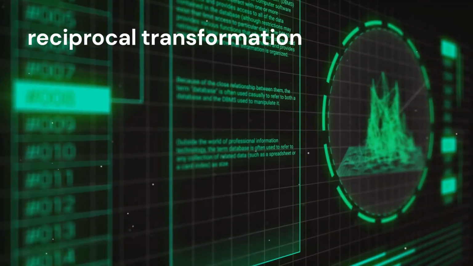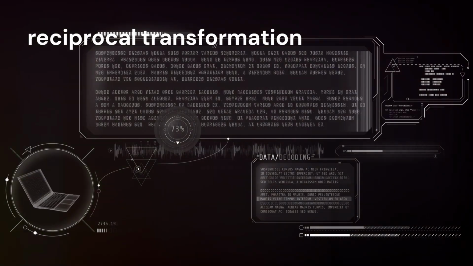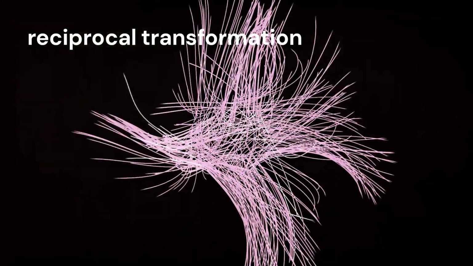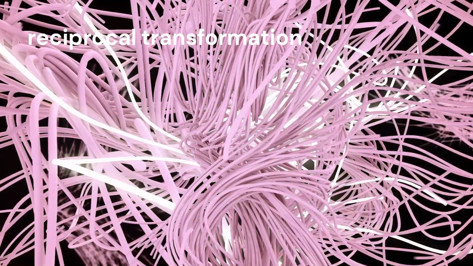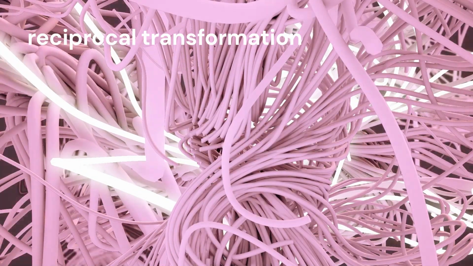But why would you want to do this? Great question. Reciprocal transformation can help to linearize data, making it easier to analyze and interpret. It can also stabilize the variance of a dataset, which is vital when you're dealing with data that has a lot of ups and downs.